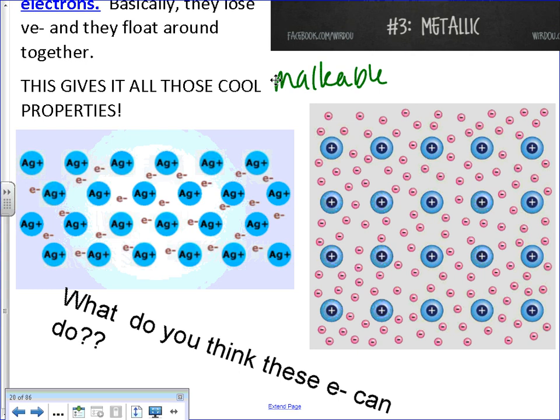Because they're mobile, they can do that. What other properties? Ductile, the same thing. You pull them into a wire, the electrons and the metals fill the spaces of where you're trying to pull it, right? Okay, what else?